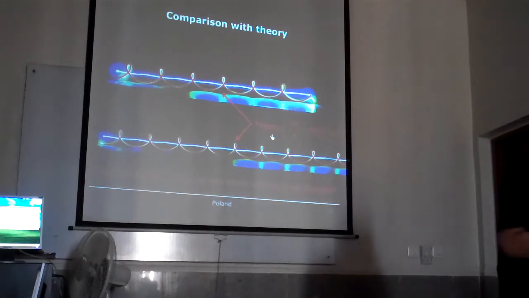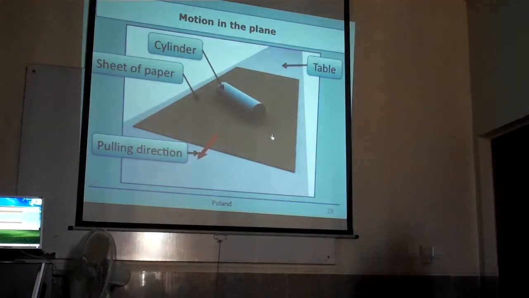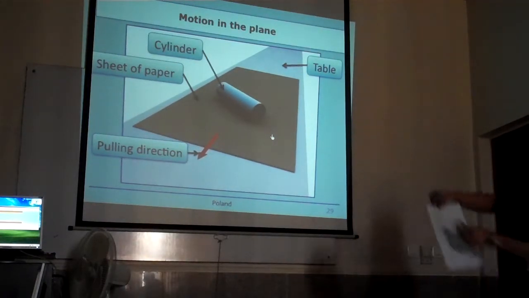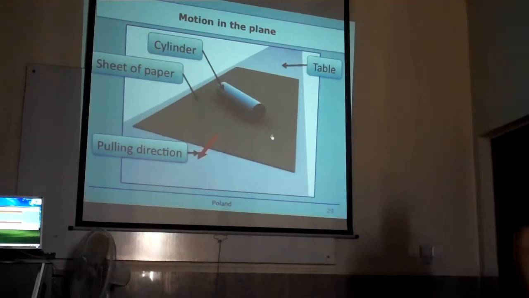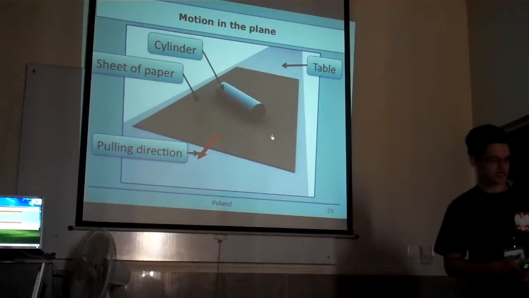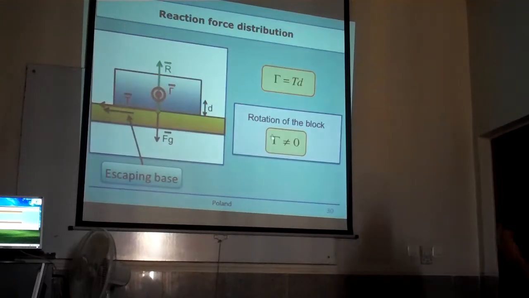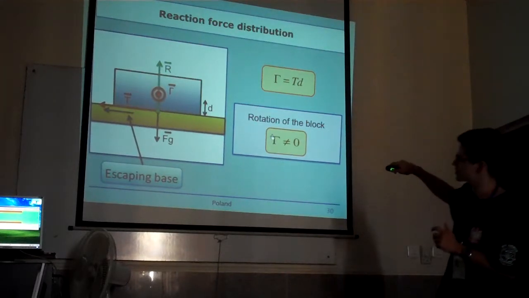Now I would like to move to the cylinder which is not placed so friendly on our paper. The cylinder is placed this way, and the paper is pulled like this. This situation tends to be much more complicated, and in order to explain what happens, I first focus on a rectangular block on a base which is escaping in this direction.